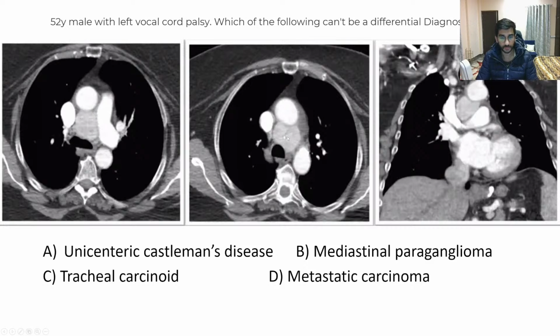For a homogeneously, intensely enhancing lesion, all of these are differential diagnoses. Unicentric Castleman disease shows enhancing nodes. Mediastinal paraganglioma is an intensely enhancing lesion. Metastatic carcinoma from renal carcinoma, thyroid carcinoma, or carcinoid metastasis can show this bright, homogeneous enhancement on post-contrast images. Carcinoid in itself is an enhancing tumor, but the option was tracheal carcinoid, and the lesion is obviously outside the trachea. So the correct answer to this question was not tracheal carcinoid.